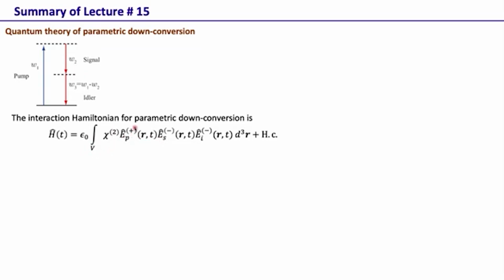EP plus is the positive frequency part of the pump field, ES minus is the negative frequency part of the signal field, and so on. And these are the field operators. And chi 2 is the second order nonlinear susceptibility, and here we are considering a medium that has finite chi 2.